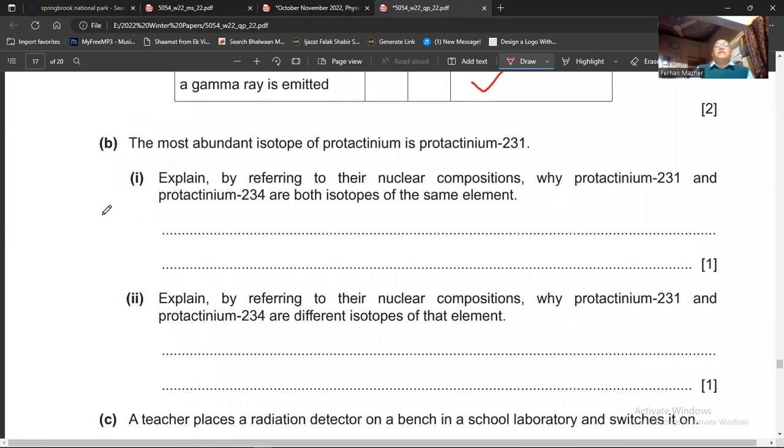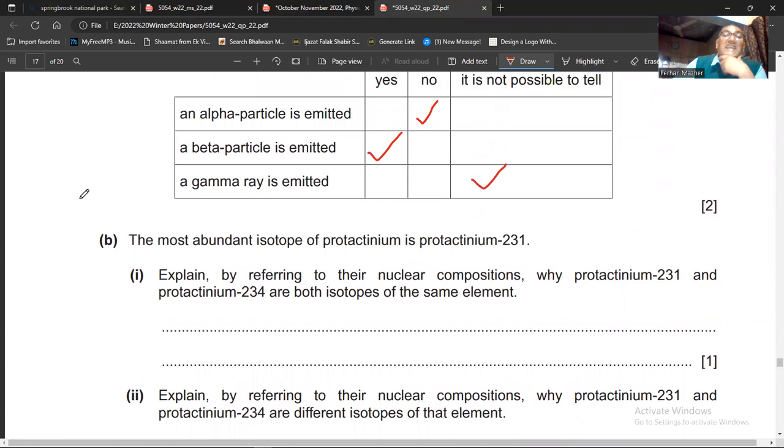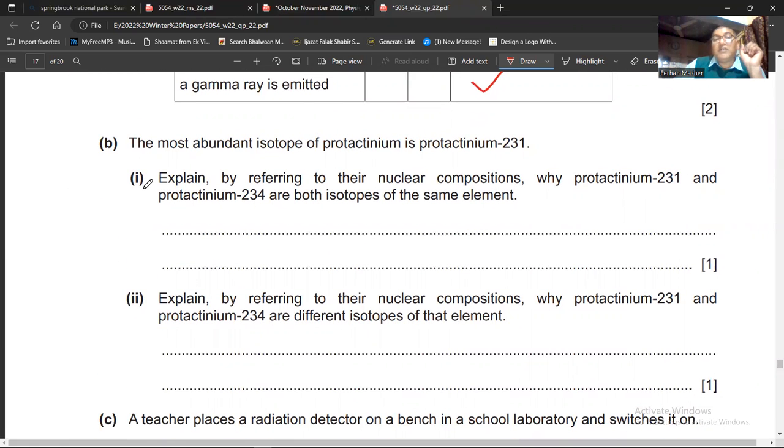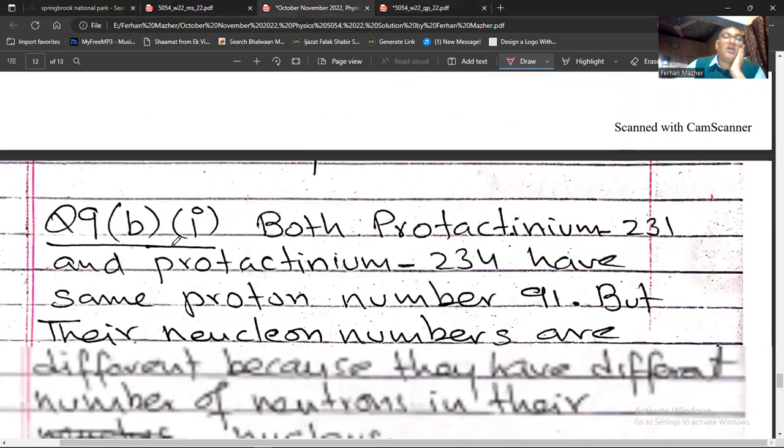Now the B part of question number 9. It says the most abundant isotope of protactinium is protactinium 231. Explain by referring to their nuclear composition why protactinium 231 and protactinium 234 are both isotopes of the same element. Both of them have the same proton number, but their nucleon numbers are different. The number of neutrons in their nucleus is different. That's why they are isotopes of each other.